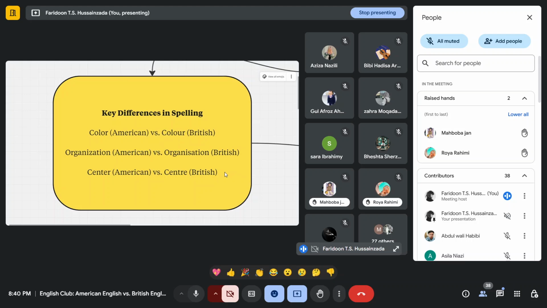If you have an R and before the R you have a vowel sound, there's a big chance that in British English you don't pronounce it. You don't pronounce the R.